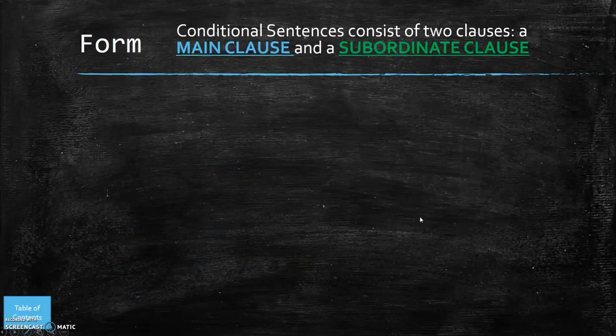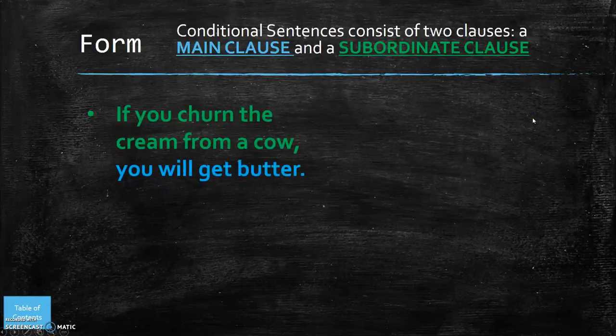So like I said, conditional sentences consist of two clauses, a main clause and a subordinate clause. And this is the form that conditional sentences always will appear in. And I'll show you what I mean. So, if you churn the cream from a cow, you will get butter. Okay, in this example, if you churn the cream from a cow, highlighted in green there, is our subordinate clause. And you will get butter is our main clause.